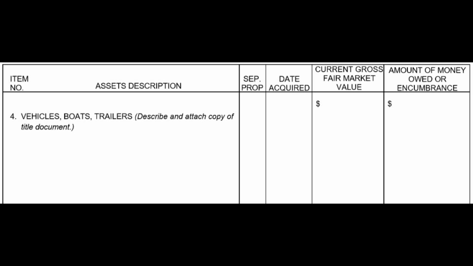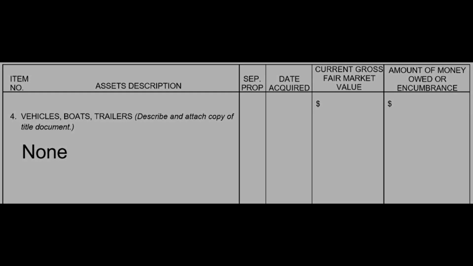Let's pretend that item number 4, vehicles, boats, trailers, doesn't apply to us. You would write none in the assets description and leave the rest of the categories blank. You do not need to write an NA or 0 in the other columns.